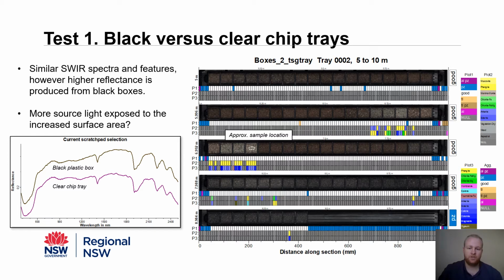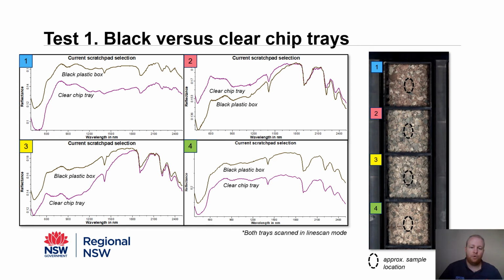The spectra shown on the left compares the clear plastic chip trays with the boxes, where we can see a large improvement in reflectance from the boxes. Here are 4 more examples from the lighter sandstone unit in MSDP15. We can see that in all cases the black boxes either showed an improvement in reflectance or were similar to the clear plastic trays.